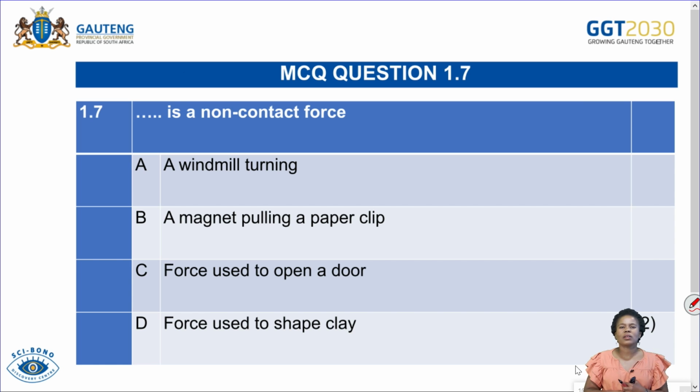Force used to open the door. You have to physically interact with the door so that you are able to open it. So that one is considered to be what? A contact force. Used to shape clay. You need to use your hands to shape the clay into the shape that you want. So you are touching, there is a physical interaction between the molder and the clay. So that one is a contact force, but we are looking for a non-contact force. So the correct answer in here is your B, which is your magnet pulling a paper clip.